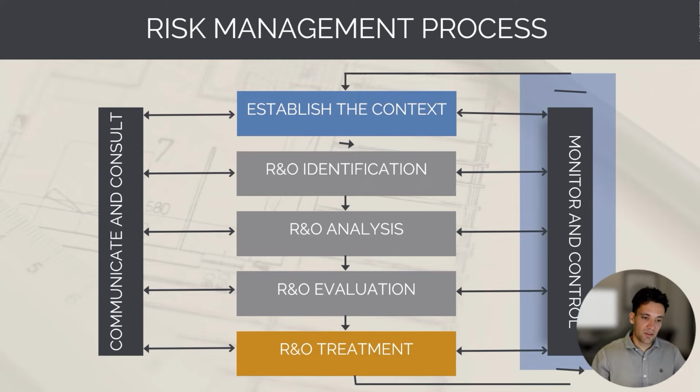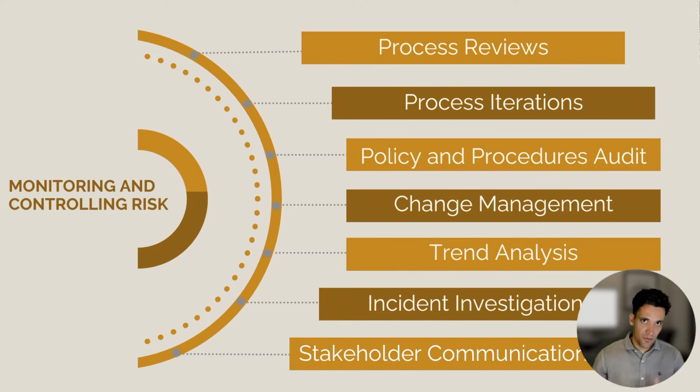Throughout this entire process, we want to be monitoring and controlling the process, making sure everything's being followed correctly. We're following up and we're identifying any new risks as they arise. Risk management is an iterative process. We're going to be cycling continually through this process throughout the duration of the project. There's lots of different ways we can do this.